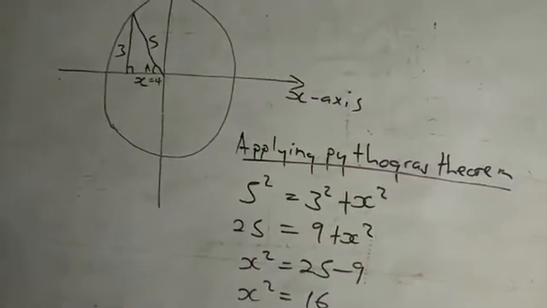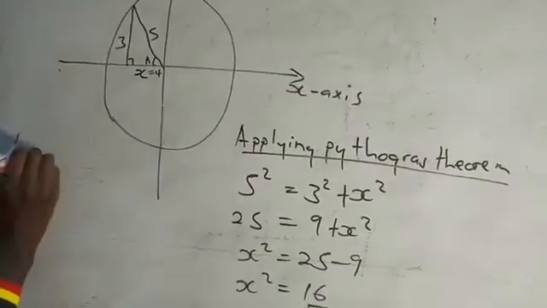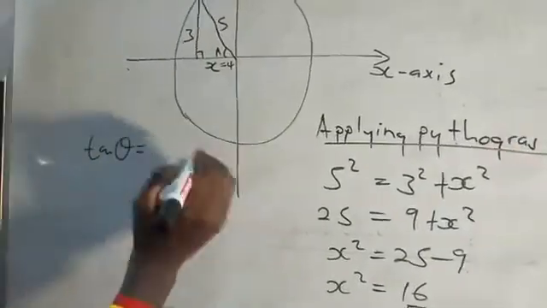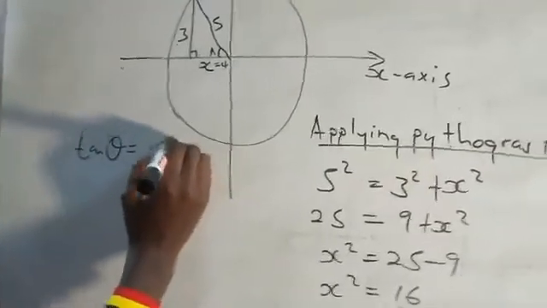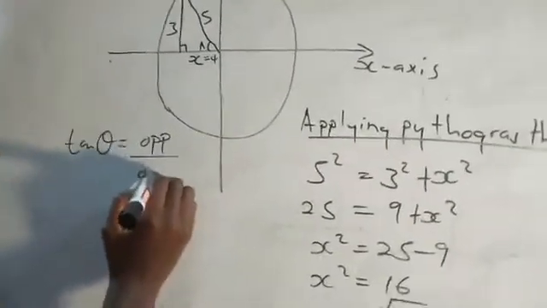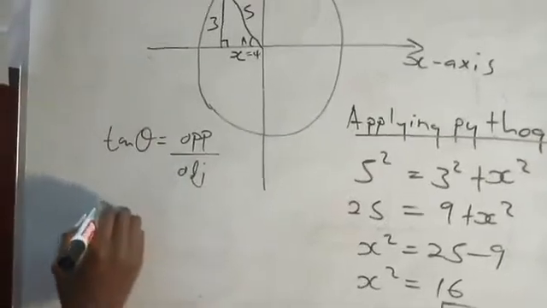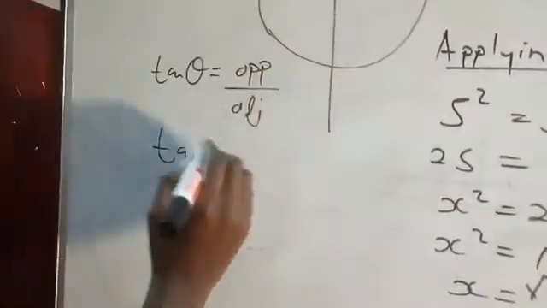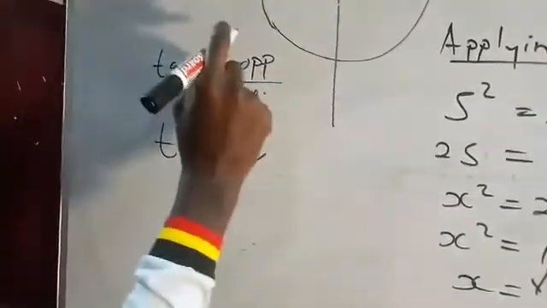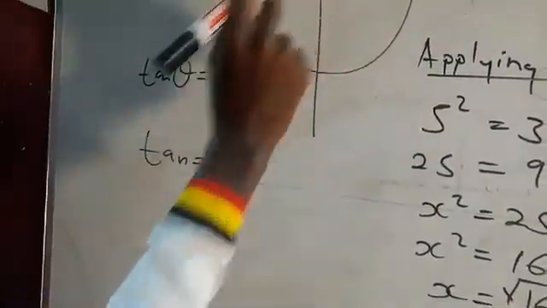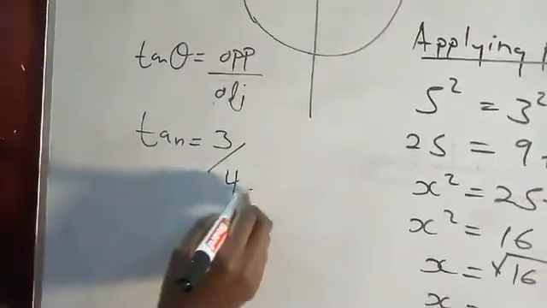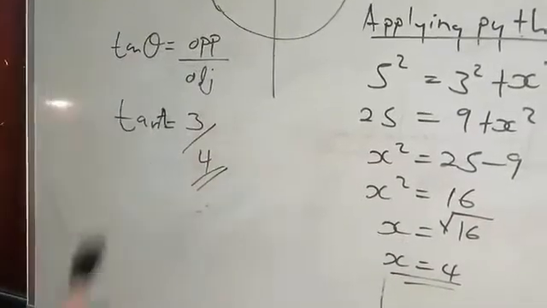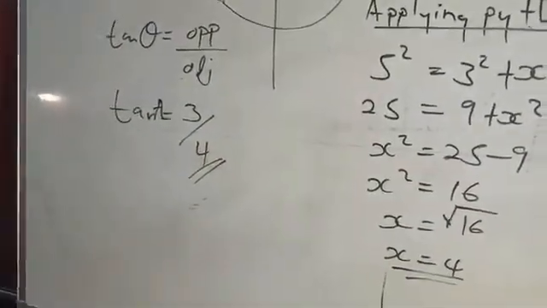And to find tan theta, we know that tan theta is equal to opposite over adjacent. So tan A will be equal to opposite, which is 3, and the adjacent, which is equal to 4. So this is the value of tan A.